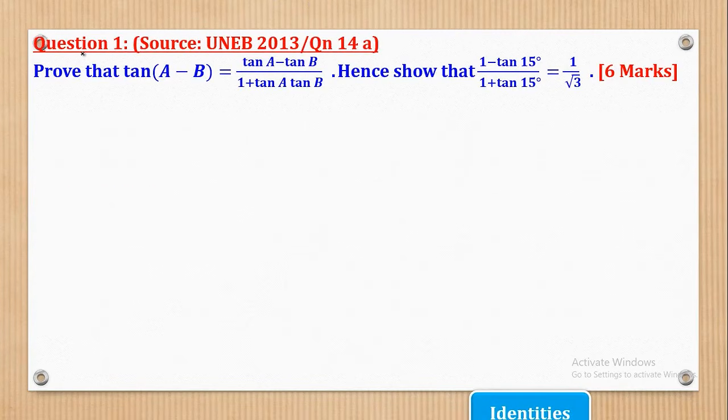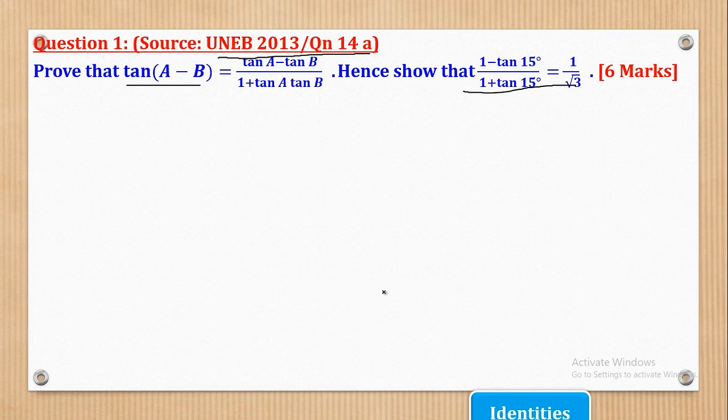So with that list of compound angle formulae, we are going to go through these questions. Question 1 came from UNEB 2013 paper 1 question 14a, and it says prove that tan(A - B) is equal to (tan A - tan B) over (1 + tan A tan B), and hence show that this is equal to this.